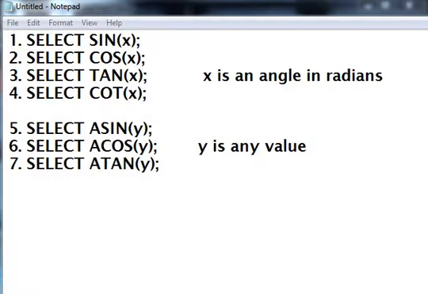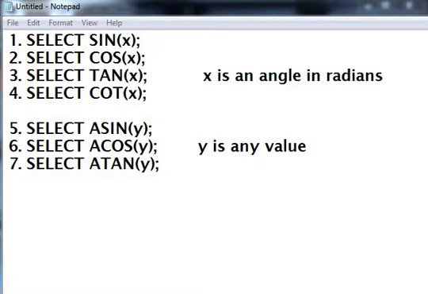In this video I will be dealing with the trigonometric functions in SQL. Now the four basic trigonometric functions you all know, they are sine, cosine, tangent and cotangent. Their syntax is quite the same, that is select, then the trigonometric function in its abbreviated form, and then the angle in radians, which has to be put within brackets.